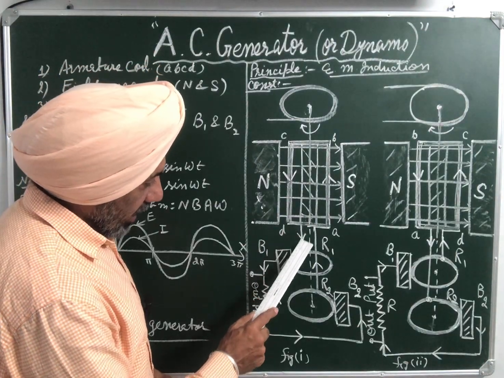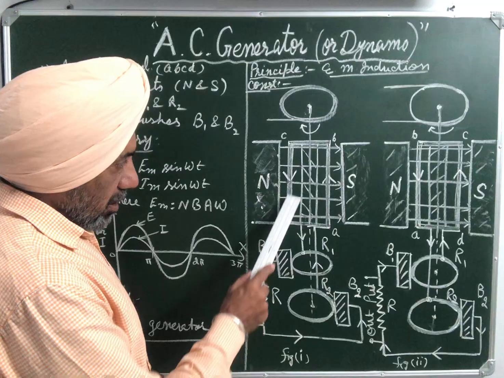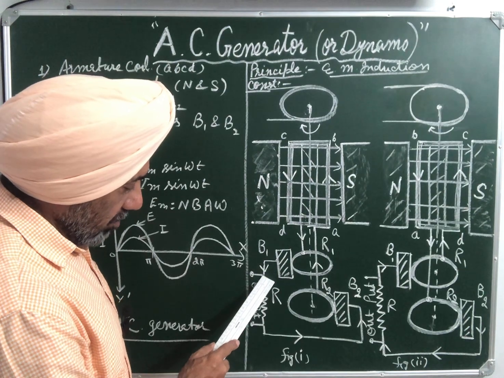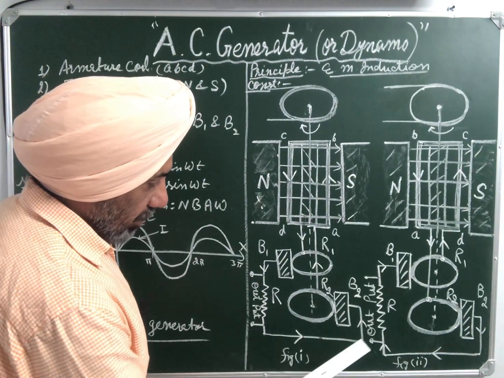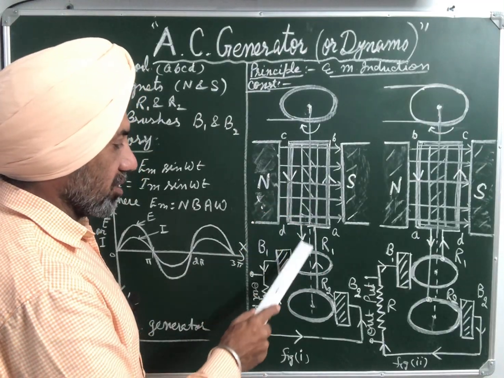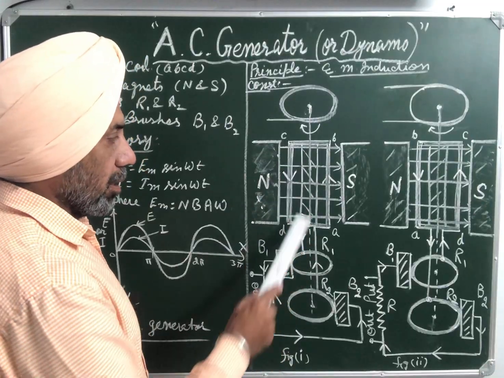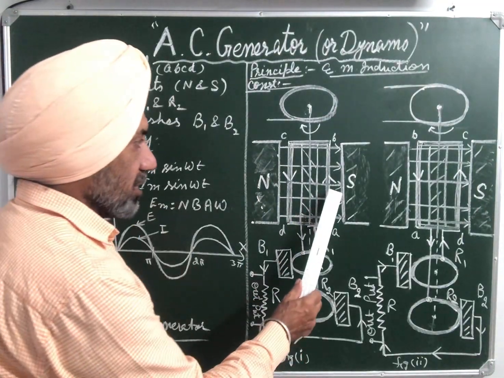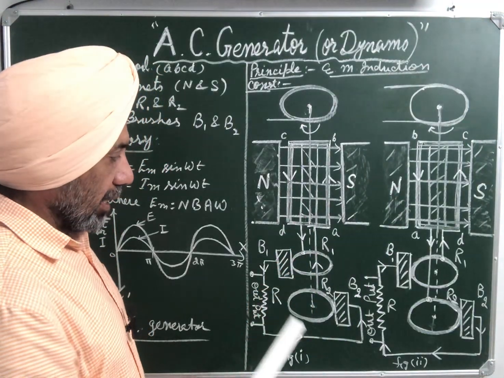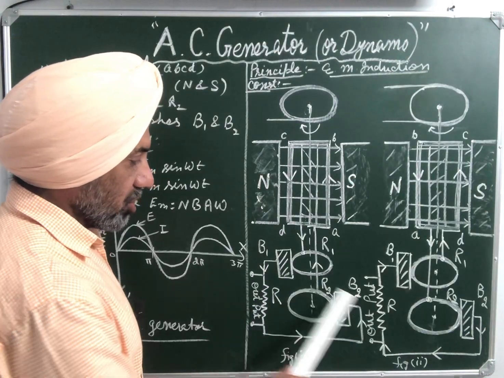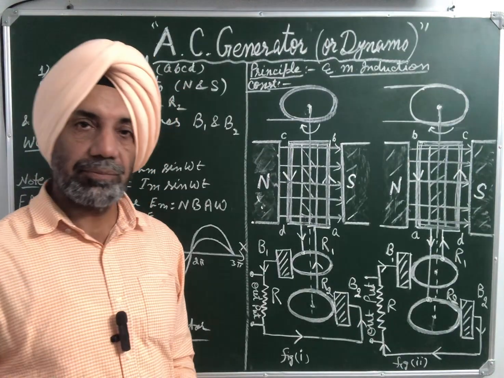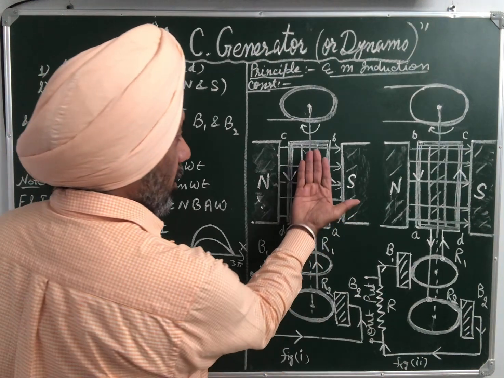Now this end D is connected to the ring R1. It means the induced EMF or current reaches R1, then through the carbon brush reaches B1 and so on, then B2 and then R2, and like this the circuit is completed. So when AB is coming out of the plane of the board, CD is going into the plane of the board. The direction of current in the external circuit through the load is from brush B1 to B2 in figure 1. So what happens after half rotation?